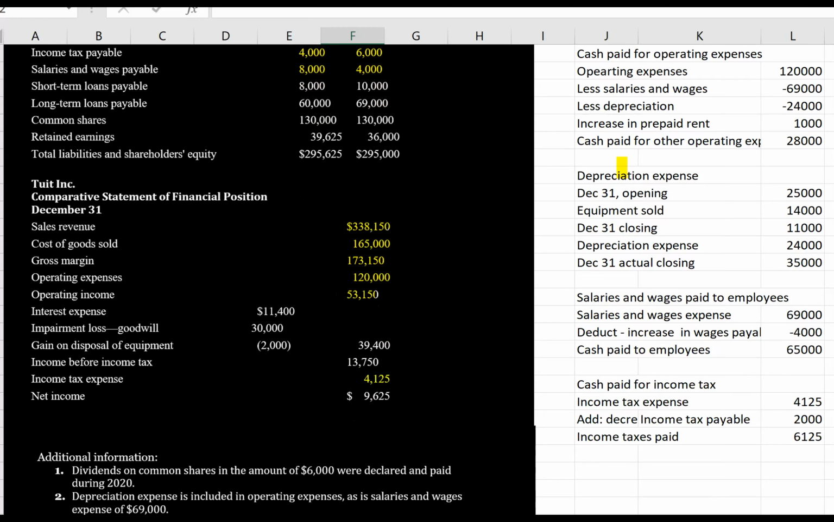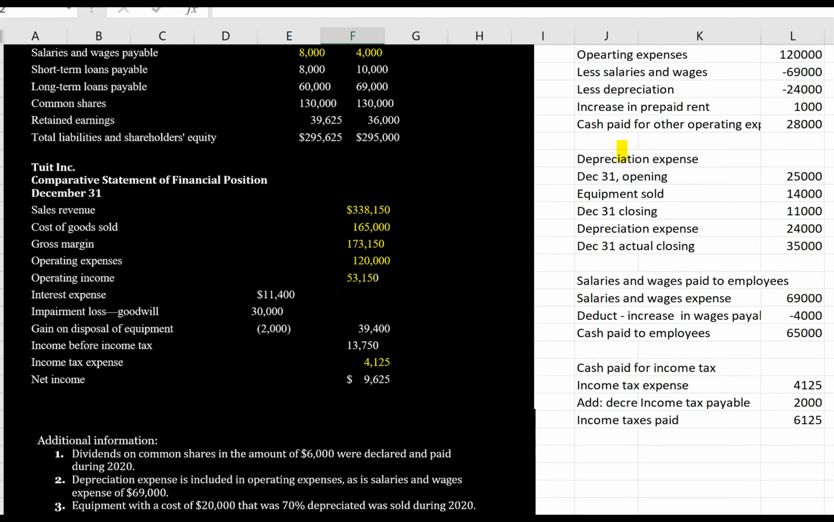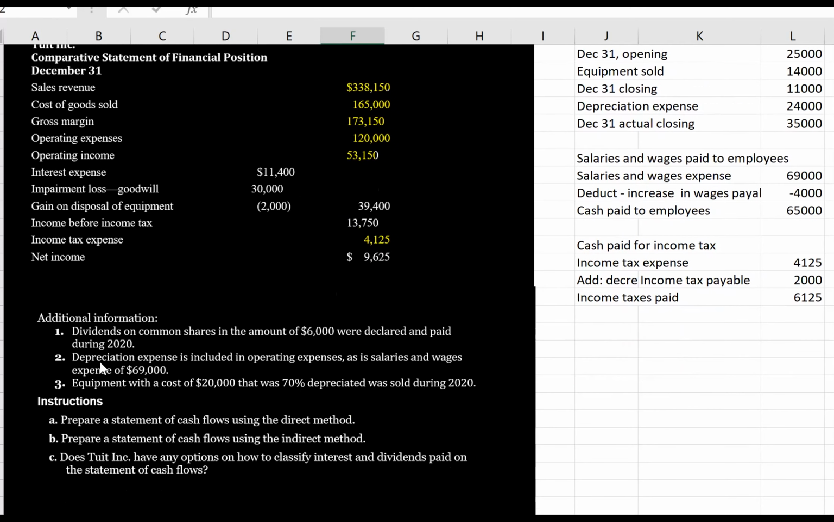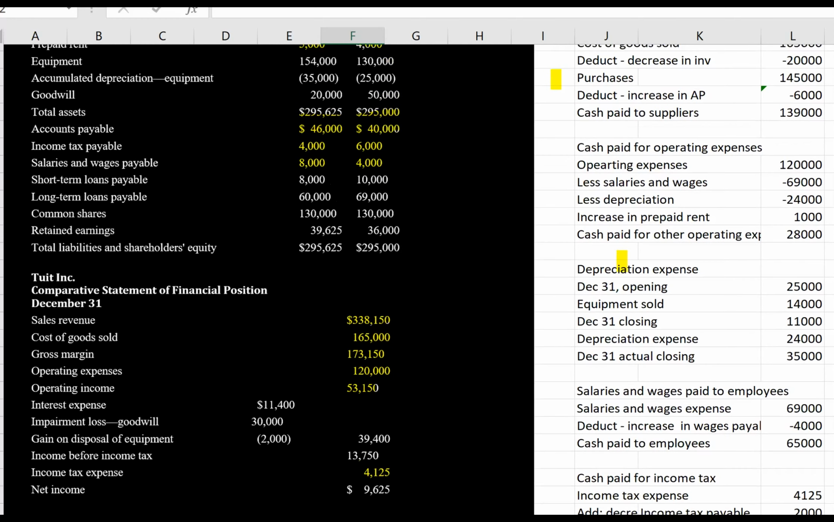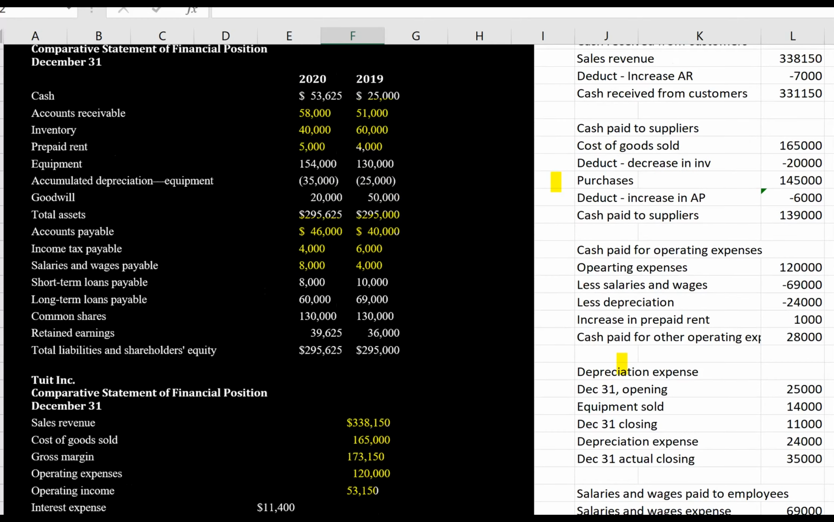Let's take a look at the supplemental information and see what we've dealt with there. We haven't dealt with the dividends on common shares. We dealt with this one, depreciation expense, and the salaries and wages expense. And we did deal with this equipment with the cost that was sold during 2020. So we're in pretty good shape. We've used up all the information here, and we know that we've completed our operating activities section because we've dealt with all the current assets and the current liabilities on our statement of financial position.